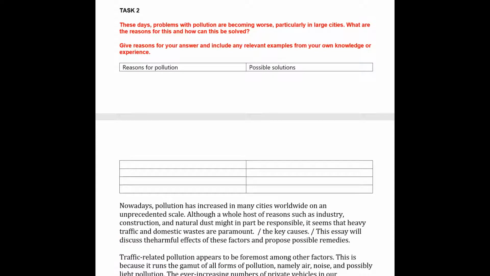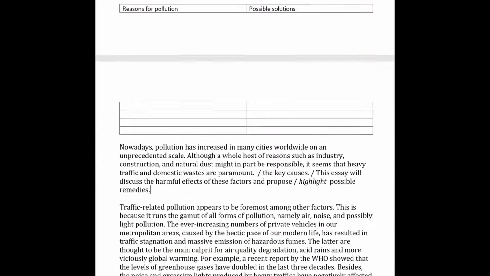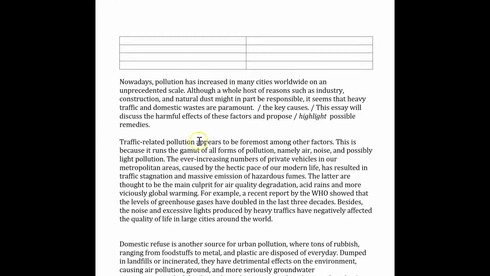Absolutely. Maybe not propose them because you're not thinking of anything new, but highlight. If you're proposing it, it's almost like you're suggesting something new. Highlight, I think, might be better there. But that's a great intro. Absolutely fine. Good work. Traffic-related pollution appears to be foremost among other factors.